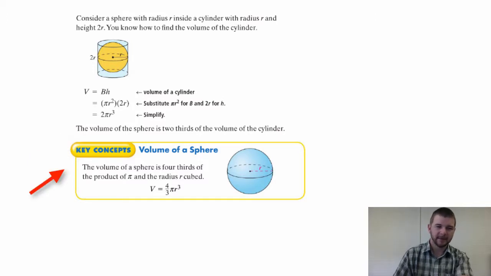Key concepts: volume of a sphere. The volume of a sphere is 4/3 of the product of pi and the radius r cubed. So here we have a formula, V equals 4/3 pi r cubed, for finding the volume of a sphere.